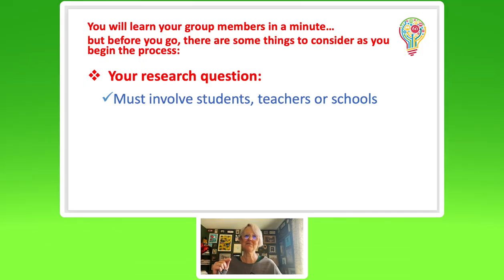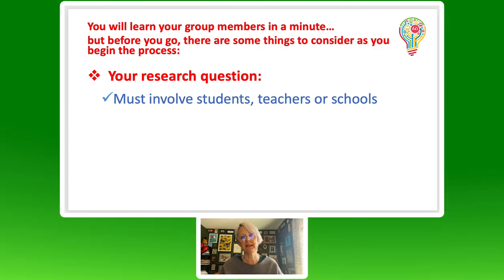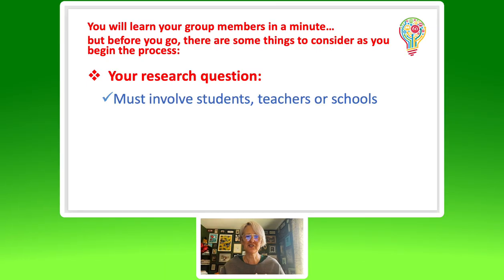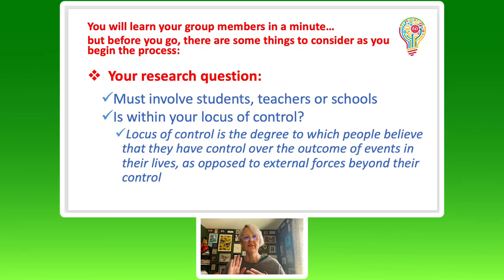But before you go, there are some things to consider as we begin this process. Your research question has to involve students, teachers, or schools. That's a given, it's where action research is located. So that's a must have. Think about whether it's in your locus of control. A locus of control is the degree to which people believe that they have control over the outcome of events in their lives, as opposed to external forces beyond their control.